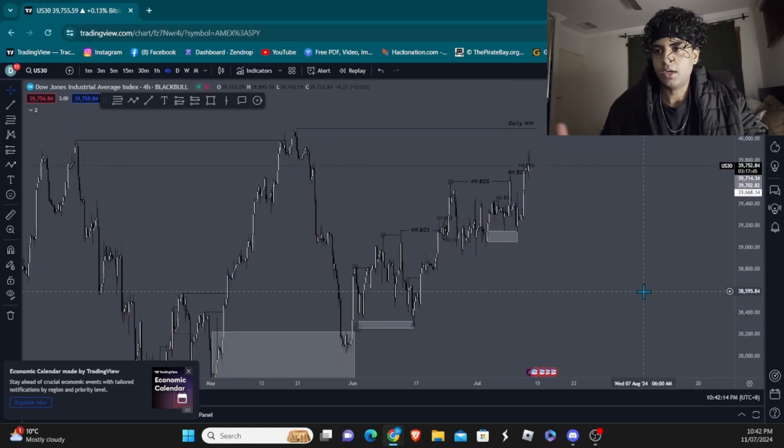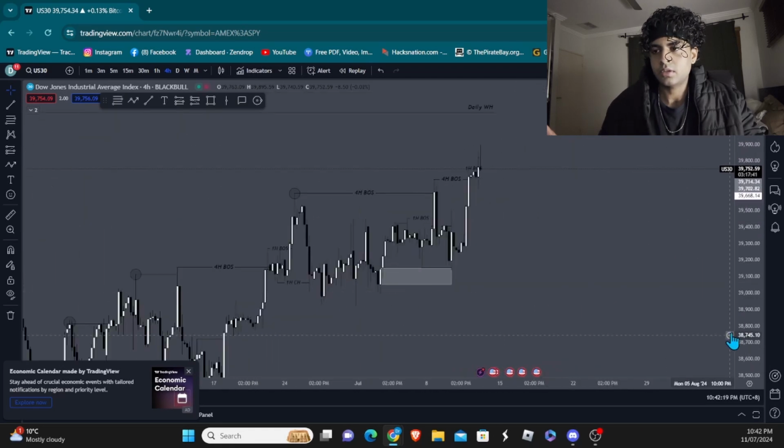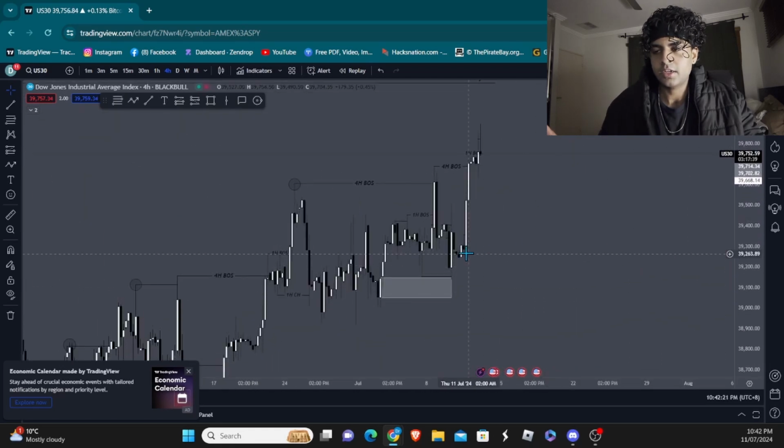We'll start off on the 4 hour. I always start off on the 4 hour. I like my 4 hour structure. So we had a 4 hour breaker structure right here. This trade took place right in this little area right here.